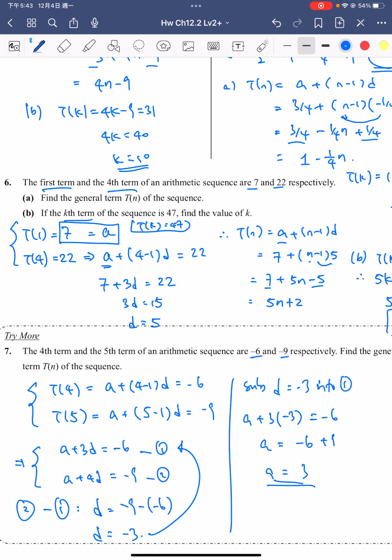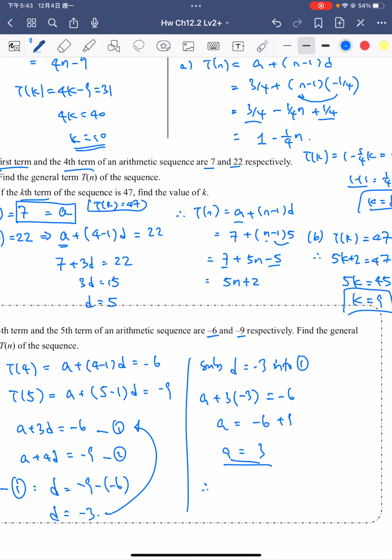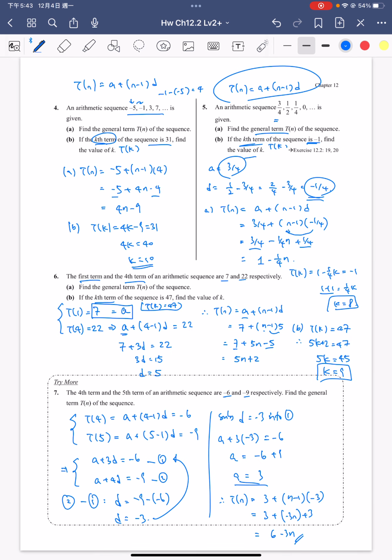Now we have a, the first term, and the common difference, so that we have tn equal to the first term 3 plus n minus 1 times the common difference -3. Then we just expand the bracket, so we have 3 plus -3n, and then plus 3, giving you 6 minus 3n. Okay, so that's for question 7.